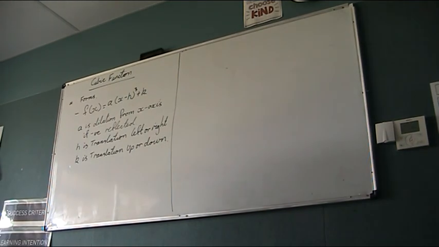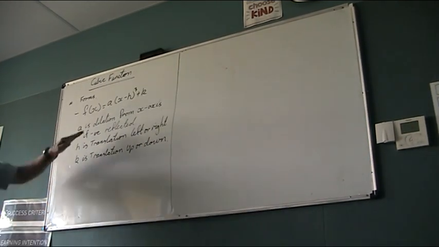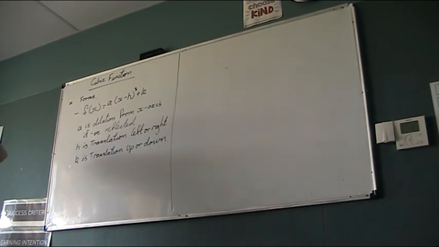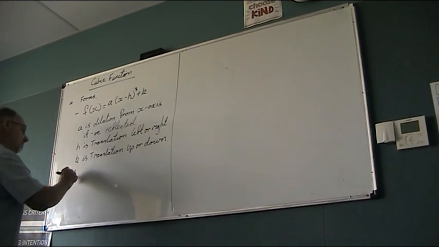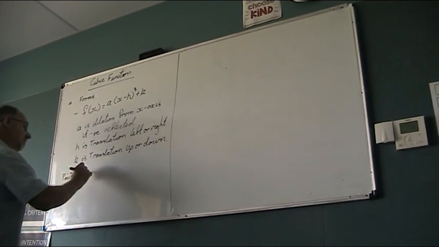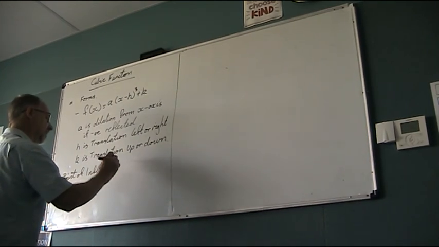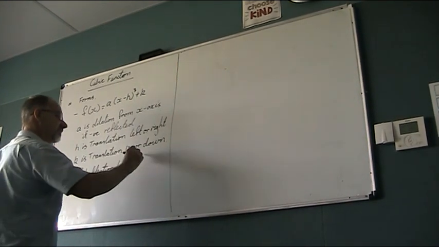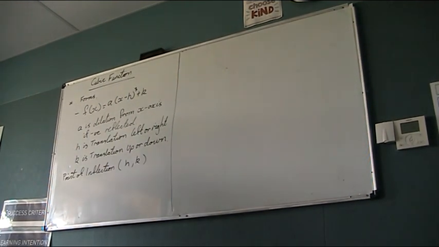Up or down. Now, cubic functions of this form don't have turning points, but what they do have is a thing called a point of inflection. And our point of inflection will be at H and K.